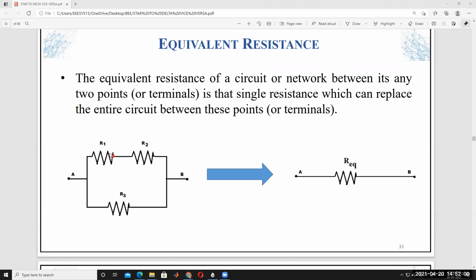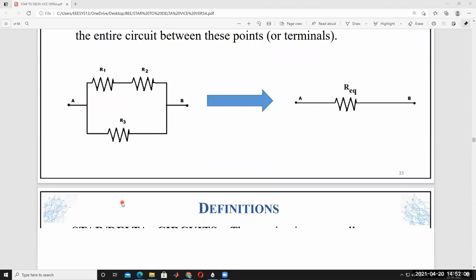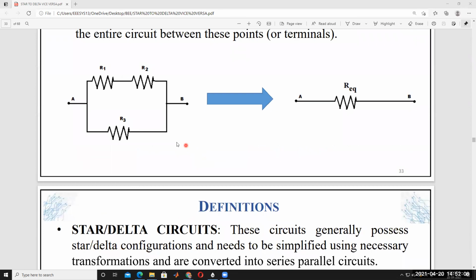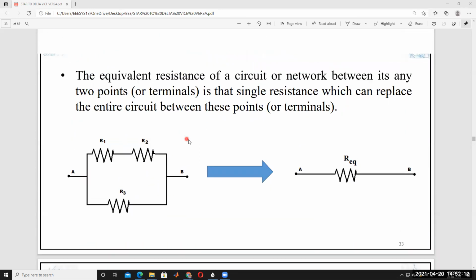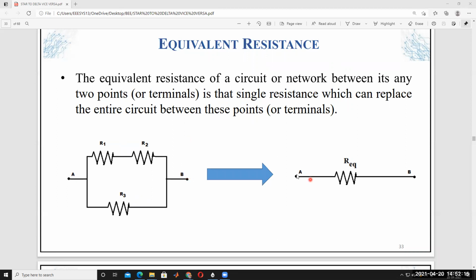The R equivalent is nothing but the addition of these two, R1 R2 by R1 plus R2. These two resistors are in series and parallel to the R3. Am I right or not? So the total resistance between terminals A and B is called equivalent resistance.